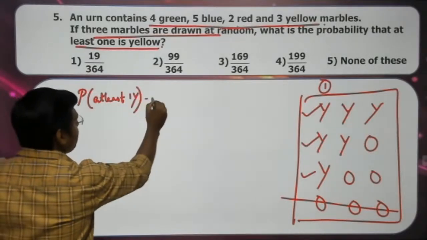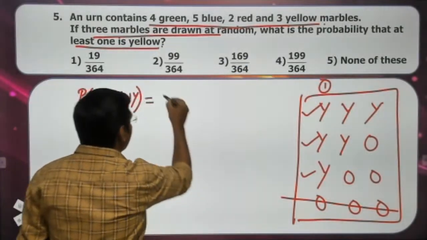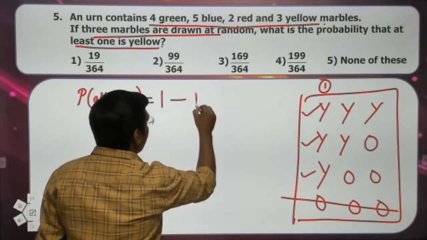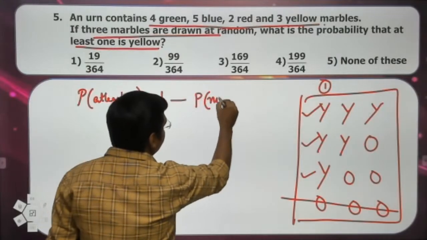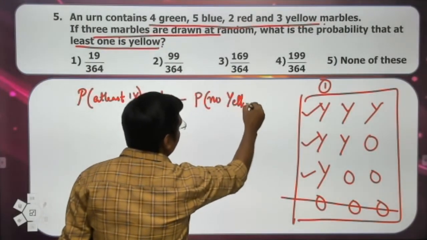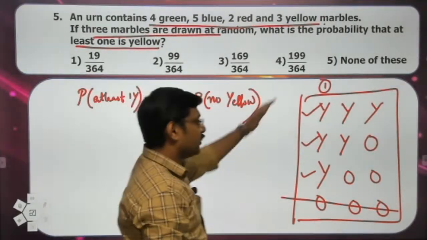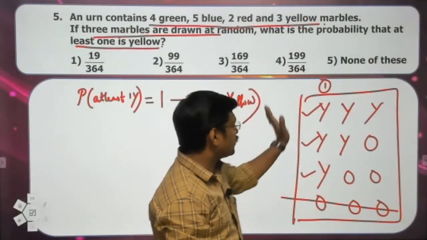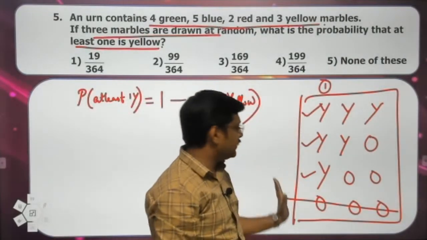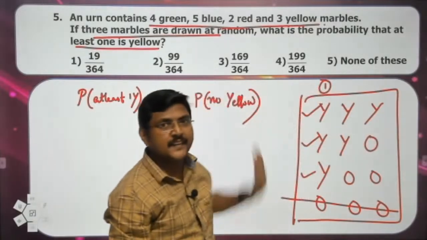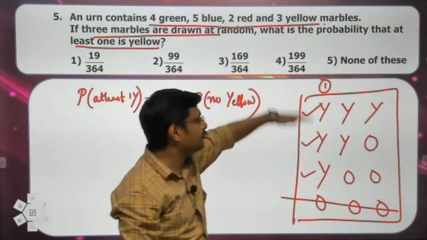To find this, the best possibility is from the total 1, just subtract the probability of getting no yellow. I hope the idea is clear. That means we know that the total event occurrence is this much. So from the total 1, just remove this, you will get the at least one yellow possibility. That means the sum of these 3.